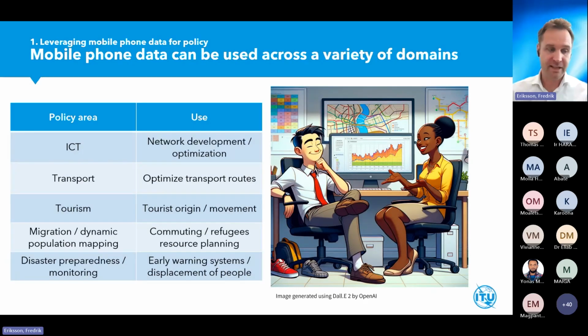So where are we using mobile phone data? I'm not going to get into this slide. This has been covered in other webinars as well, but it has been used to inform a variety of domains. And in all of these use cases, there are dedicated guidelines available on the Mobile Phone Task Team website. As I also mentioned, more information on who is connected, where, and how frequently can also help inform other policy areas indirectly. So it's very important to keep that in mind.